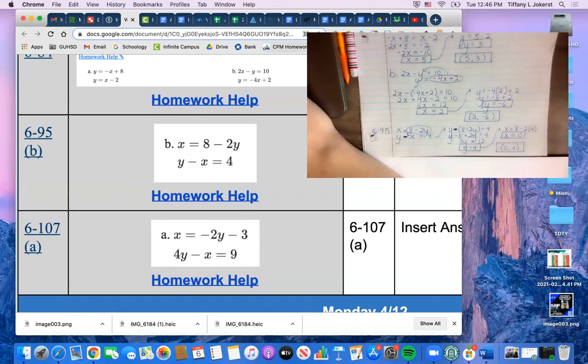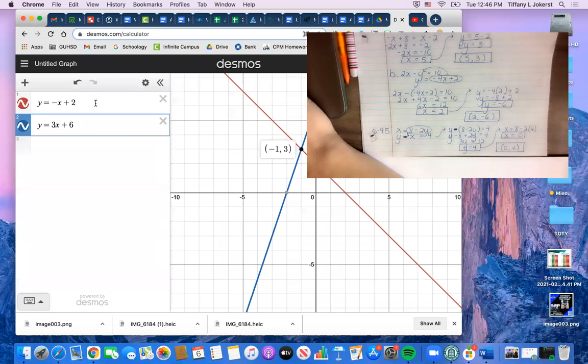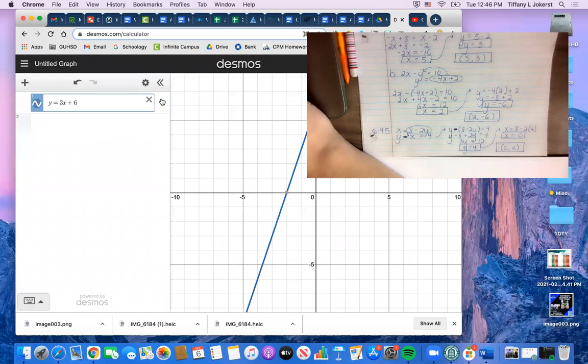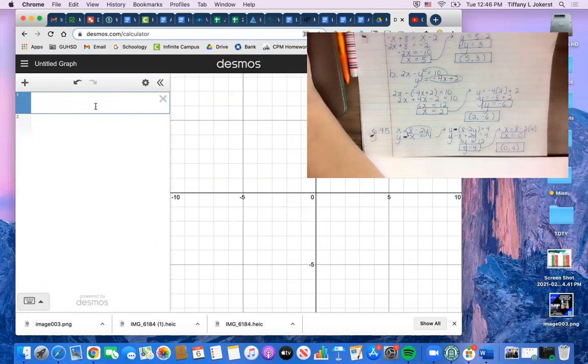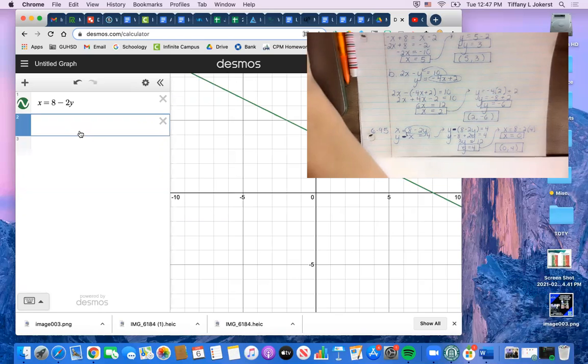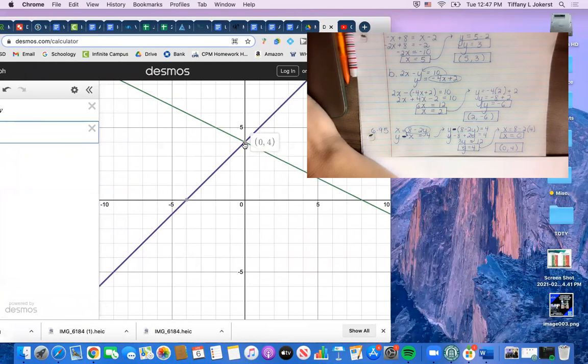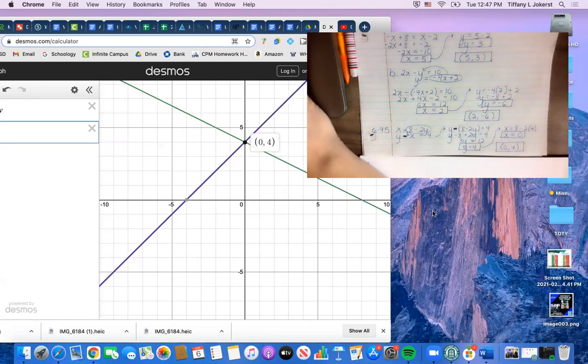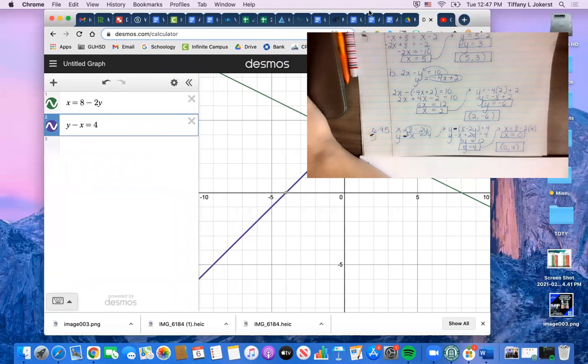I'm going to choose that one to take a pause really quick and open Desmos to see if we got it right. This is an easy way to tell if I got it right or not. I'm going to plug in x equals 8 minus 2y. In my other one, I'm going to graph y minus x is equal to 4. They should meet at 0, 4 if I did the math correctly. And sure enough, they do. Then I know for certain that this is the right answer. It's always good to double check yourself in Desmos.